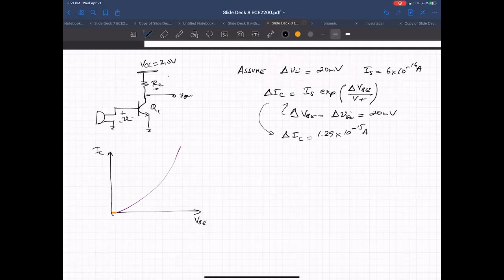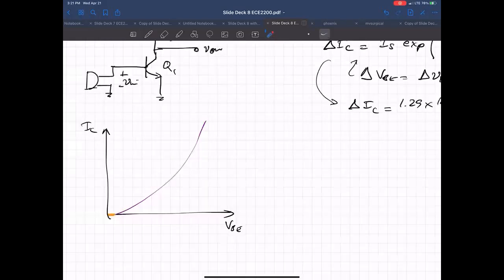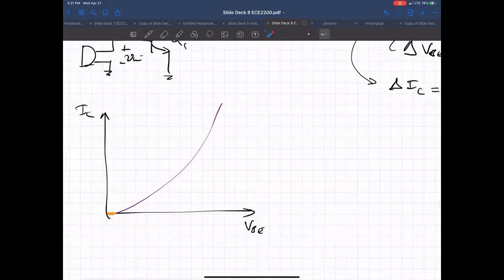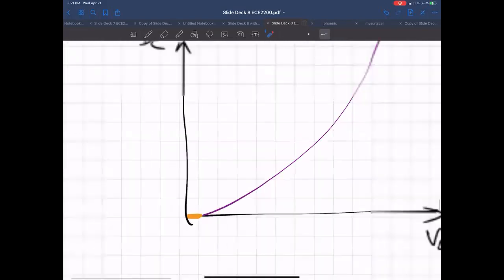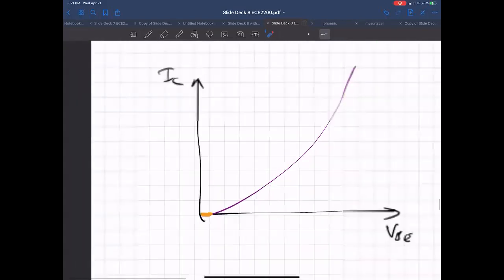The reason for this very, very small change in current is because we're sitting here at the very low end of the exponential curve, and we can move this voltage around, but it's a very flat part of the curve. So there's very little change in current over here, close to 0 volts in an exponential. And so your change in current is very low.